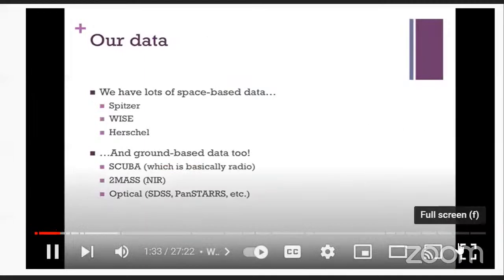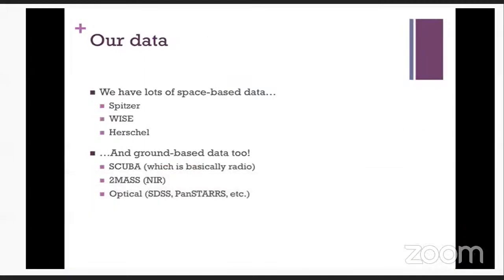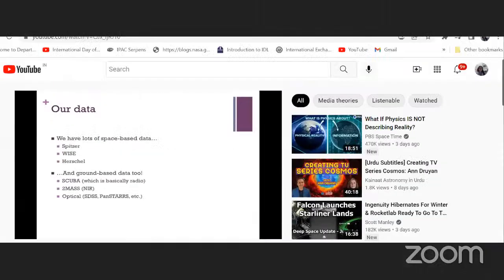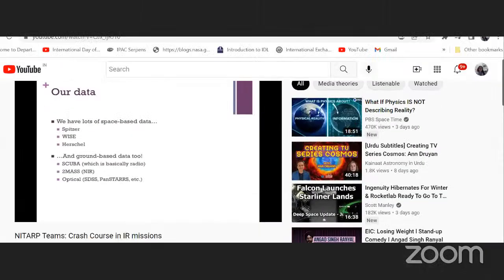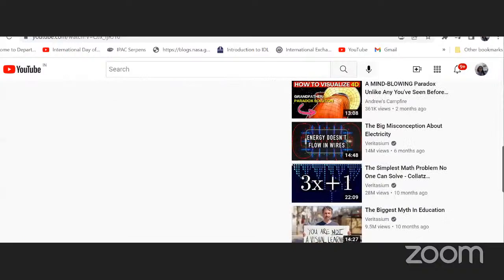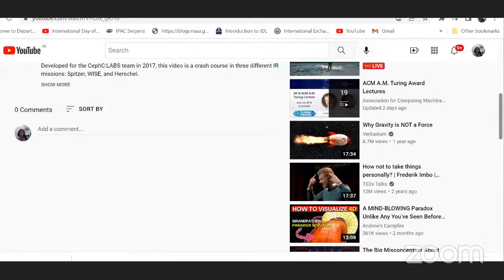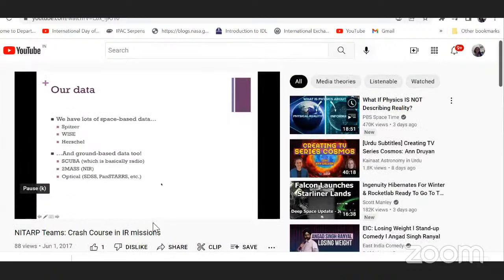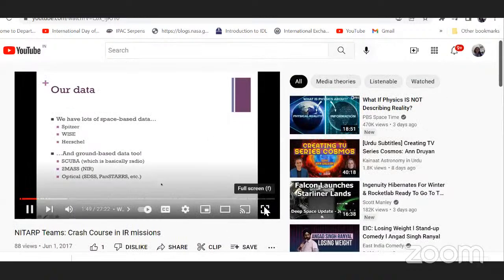So we have lots of space-based data. We've got data from Spitzer, WISE, and Herschel. We also have ground-based data. SCUBA, which like I said, submillimeter is basically almost radio. We've got near-infrared from 2MASS, and they did pick those bands very carefully. And then, of course, we've got optical data from the ground, too.